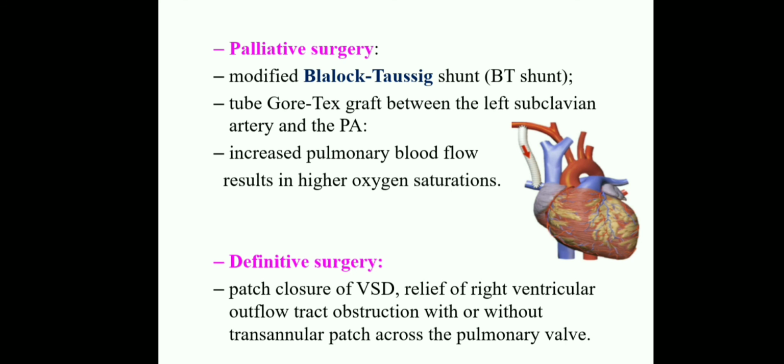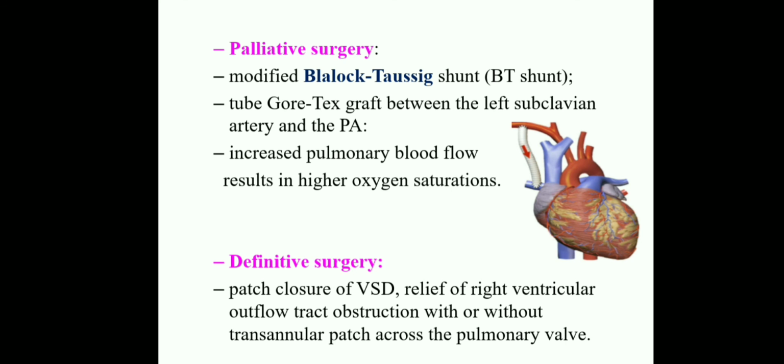The viva question is: for cyanotic heart disease, which surgical intervention do they do? That is the BT shunt, the Blalock-Taussig shunt. And all of you clear, this is about the palliative surgery.